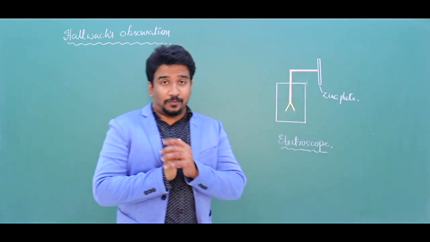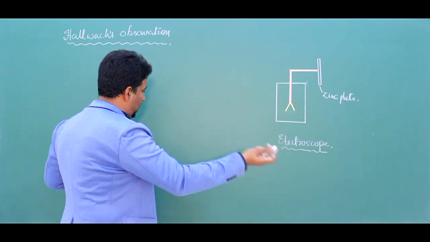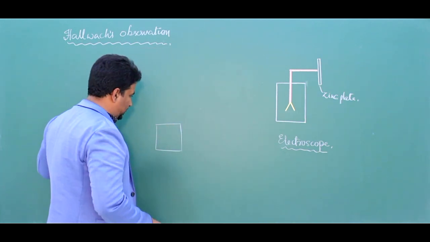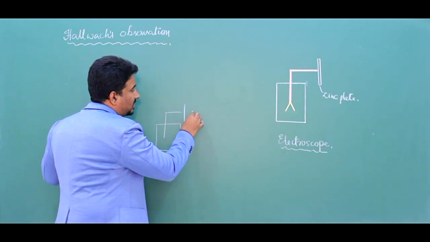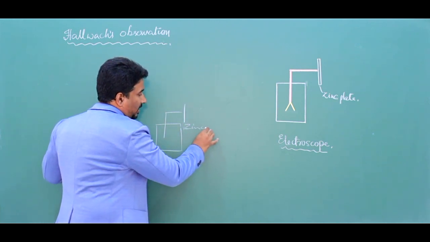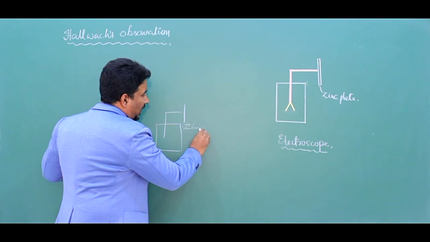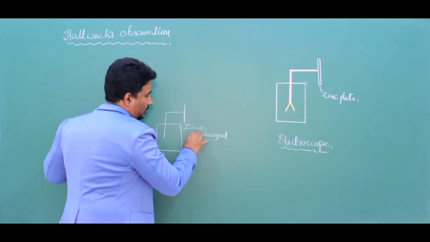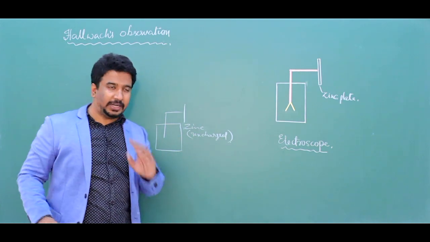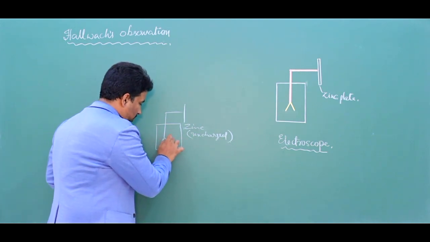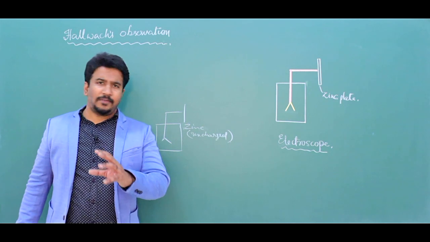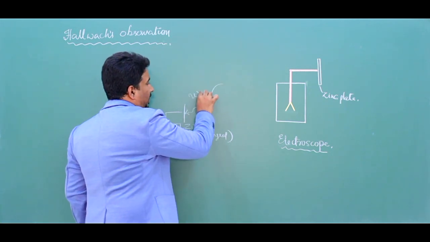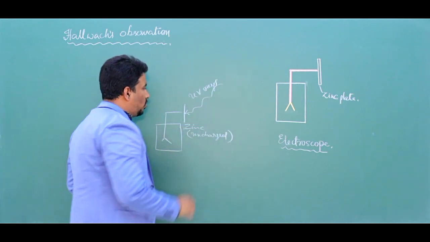See, in the first experiment what he did is, let me write it here. We will write three cases. This is the conducting rod, this is zinc. Let me take zinc as uncharged. Zinc plate is connected to the electroscope. This is the electroscope. Now it is uncharged and he irradiated this plate with UV radiation.